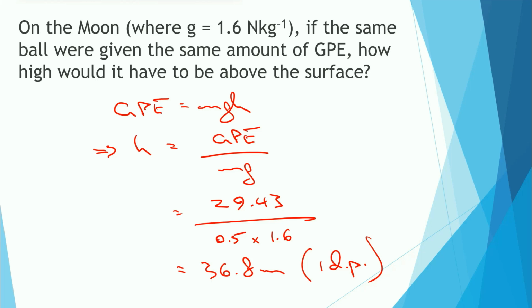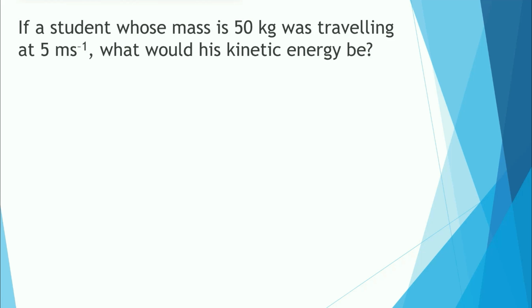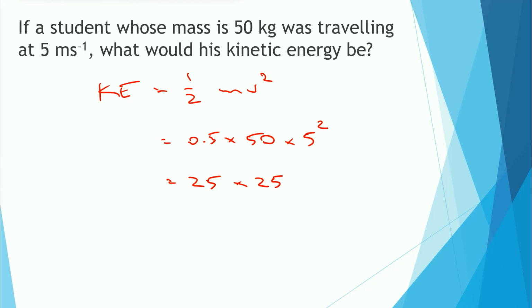Now, let's move on to some kinetic energy calculations. Okay, to start with, we're back to a student. All right, well, let's go to our equation. KE, kinetic energy, is equal to half mv squared, which is equal to 0.5 times, and now we go back to the question. We look for our data. Well, the mass is 50 kilograms, and they're traveling at 5 meters per second, but remember it's 5 squared because it's v squared. Well, that's 25 times 25, and that is 625 joules.